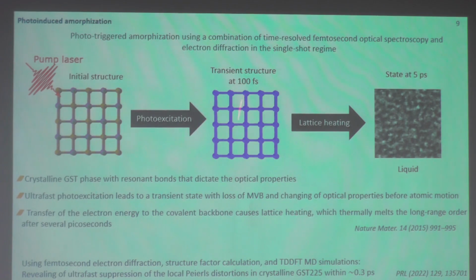is lost, and then afterwards, due to the energy transfer to the electrons and to the lattice system, it heats up locally and then melts. So by the process of lattice heating, the system transforms to the liquid and then to the amorphous state. This occurs on a time scale of around 5 picoseconds. So this is also a non-thermal process.